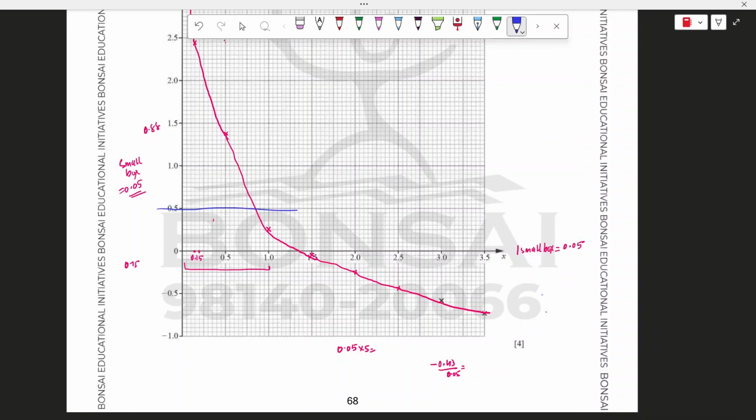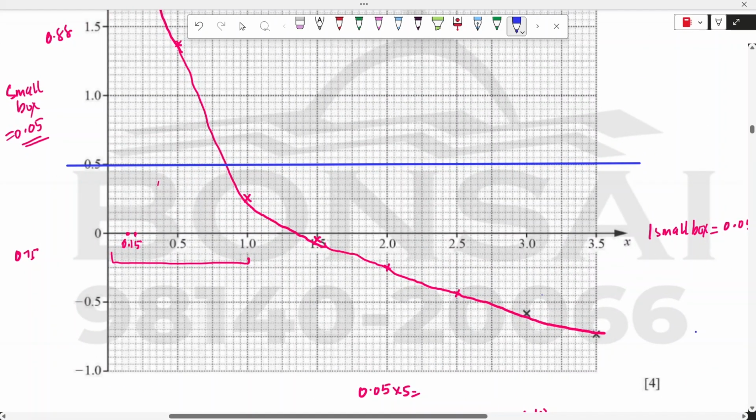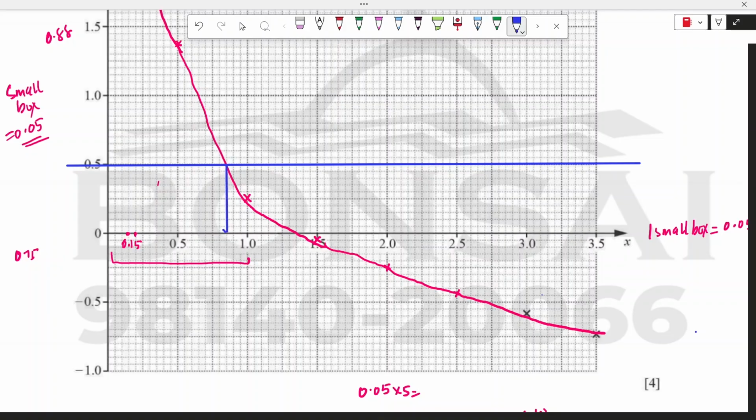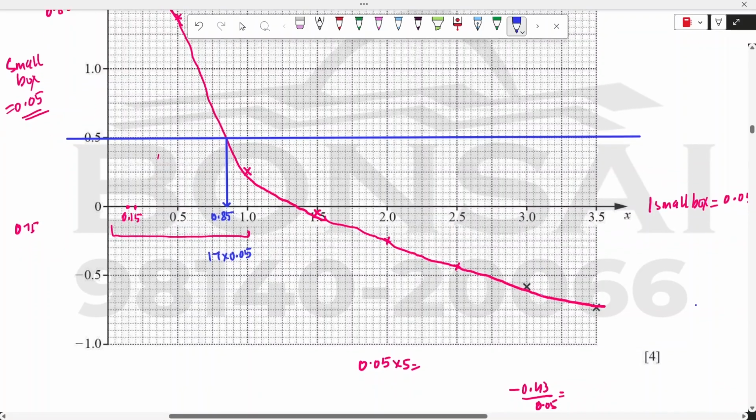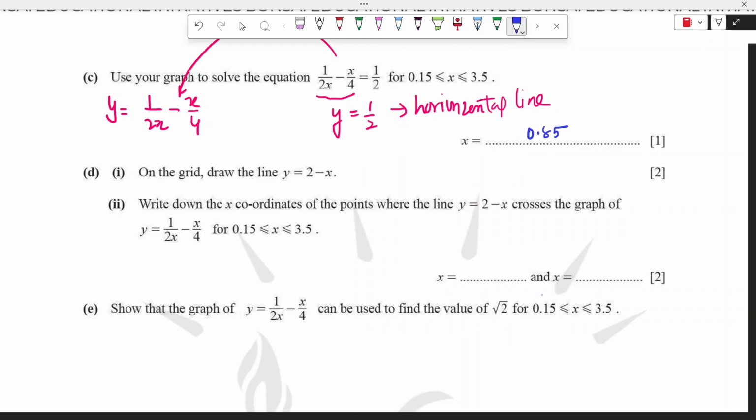Y equals 1 by 2 is y equals 0.5, both are the same thing. So we got here, and now we have to calculate where it cuts the x-axis. Let us go down to this point. So how many boxes? This is 10, this is 15, 16 and 17. It is going to be 0.85, because 17 times 0.05 is 0.85. It means our answer of this problem should be 0.85. So 0.85 is the answer of this problem.